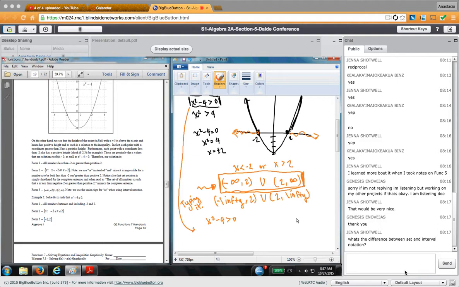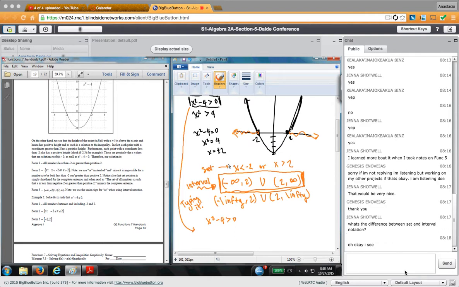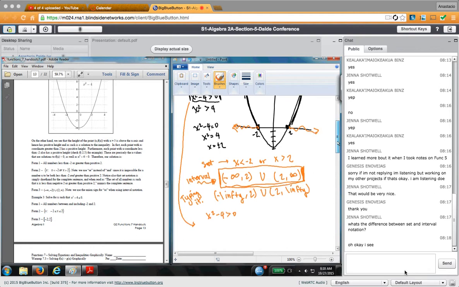What's the difference between set notation and interval notation? I think that this is called interval, and this is called set. It's just a different way of writing it, to be honest with you. It means the same thing. All right. When you can graph it, we get our answer, that's fine.